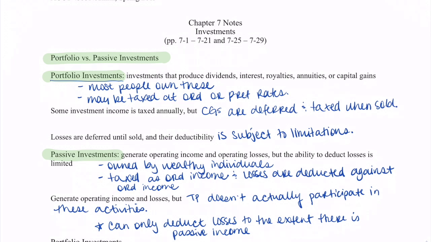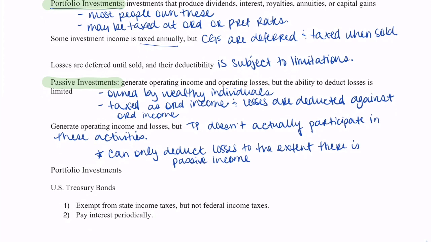These are standard types of investments that most people have, and they may be taxed at ordinary or preferred rates. Some of the investment income is taxed annually, but for capital gains, the income tax is deferred and you're taxed on that when it is sold. Losses are deferred until sold, and their deductibility is subject to limitations, which we'll talk more about in a little bit.